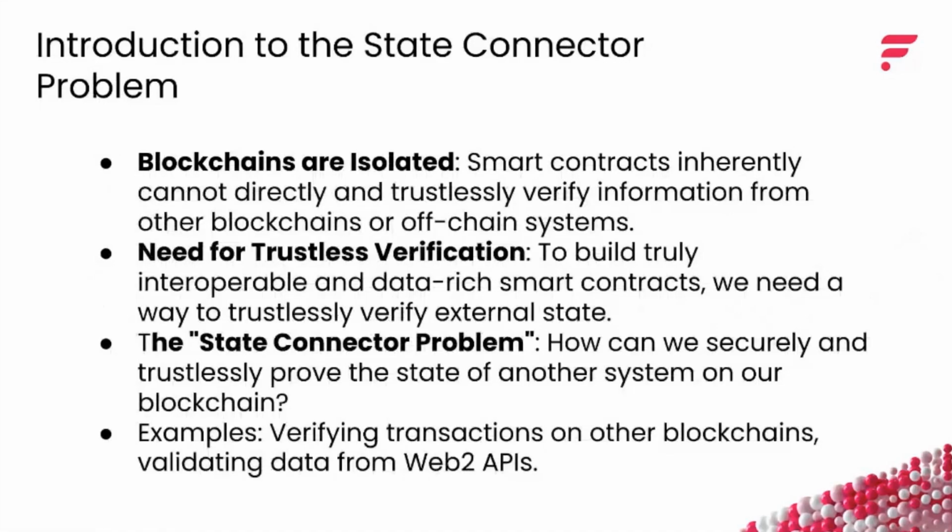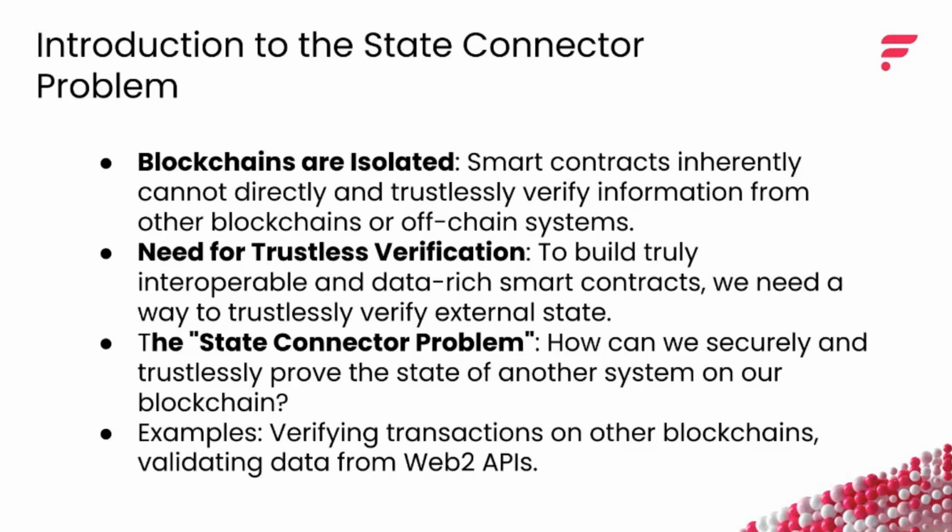Getting a little bit ahead of myself, but that's okay. The problem here is that we don't have access. You have to remember that blockchains are isolated environments. Smart contracts, by their very nature, can't directly and trustlessly verify information that originates from other blockchains or from off-chain systems.